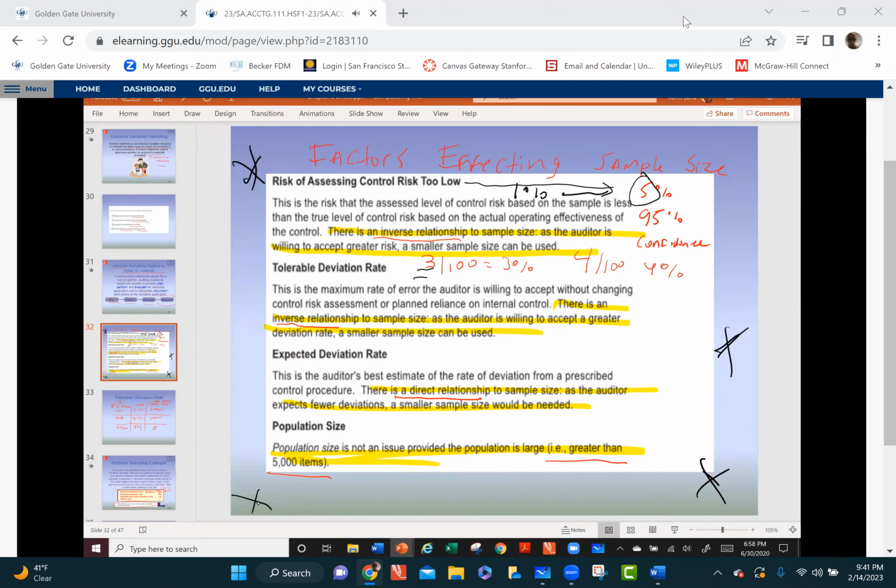For our attribute sampling, not for our substantive testing, but for our control testing, population size has a relatively negligible effect on sample size. Okay, attribute samples, population size has a negligible effect, really does not affect sample size for fairly large populations, those greater than 5,000. Okay, question on this. You got to know this, okay, the way these different things affect sample size.